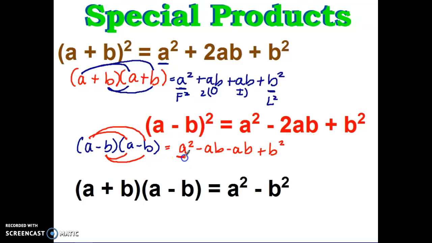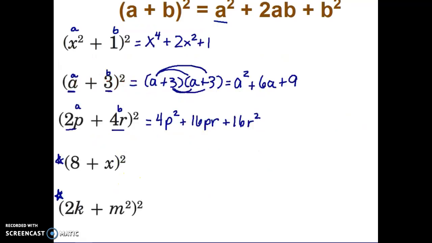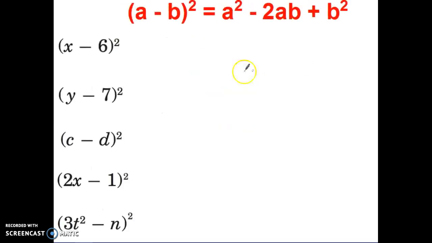So you're always going to square your first term, 2 times your outer and inner, and then square your last term. All right, that's all we're doing. That's all we're going to do. So guess what we're about to do? What we just did.